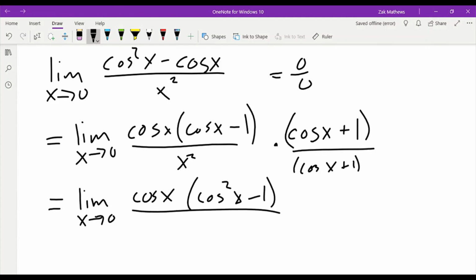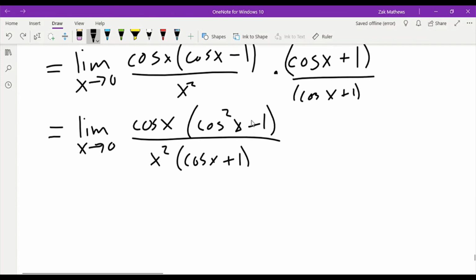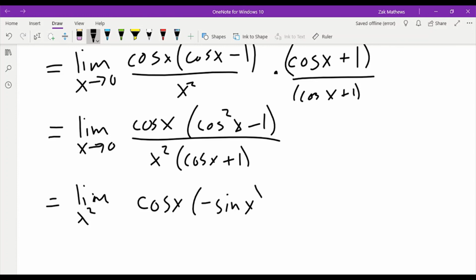On the bottom, I have an x squared times a cosine x plus 1, and that's also not causing me any problems because this is just 2. This cosine squared minus 1 is still causing me problems. That's still a 0 over a 0. So let's think about what we can do with that. Well, I know that cosine squared can be written as a sine squared. Now cosine squared minus 1 is going to be a negative sine, but that still is helping me. It's getting me in the right direction. And that's using our Pythagorean identity.